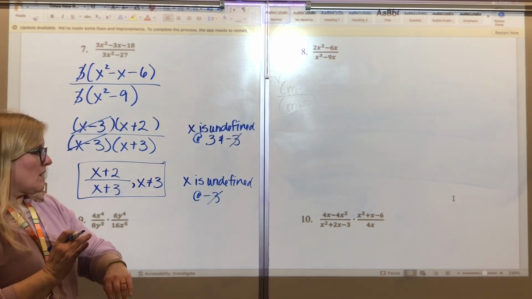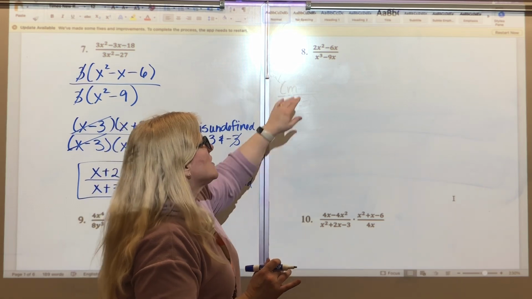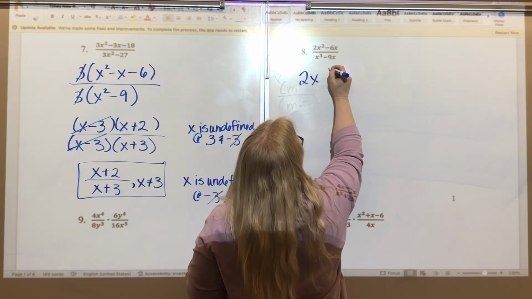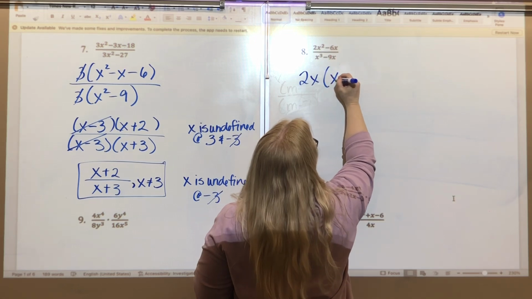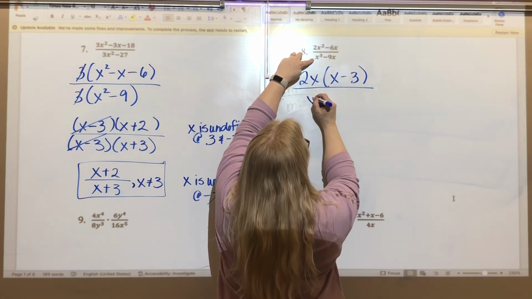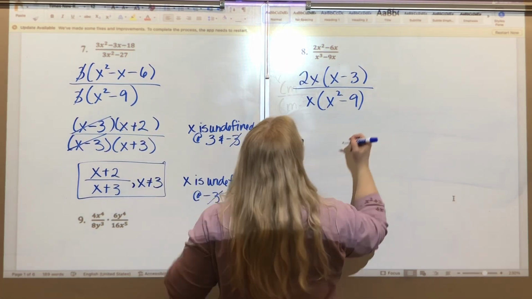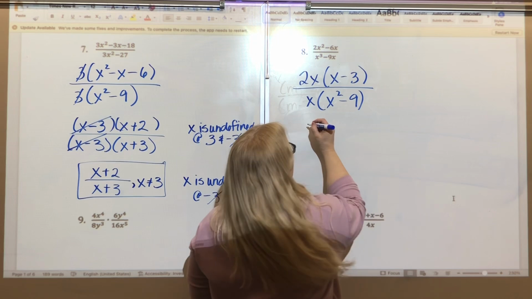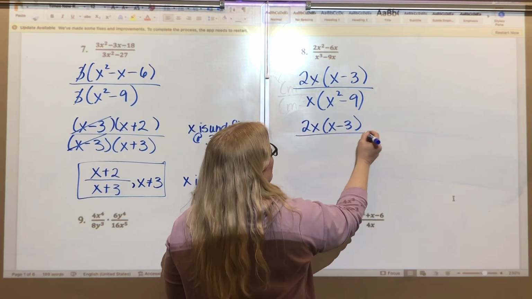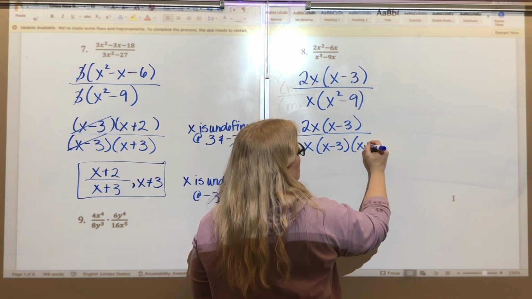Okay, this one, let's see what we can factor out. This top one I can factor out a 2x, and I'm left with x minus 3. And on the bottom here I can factor out an x, and I'm left with x squared minus 9. Oh, that's kind of nice, I just have that right here. So factoring that down even further, I get x and then x minus 3, x plus 3.